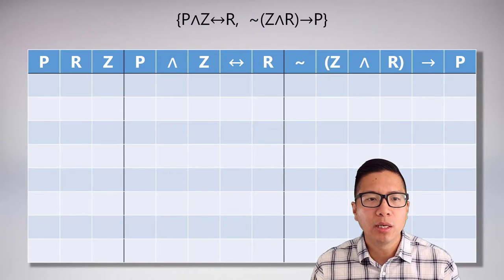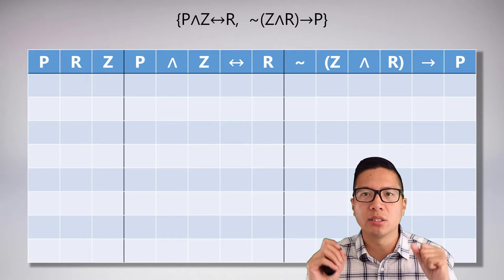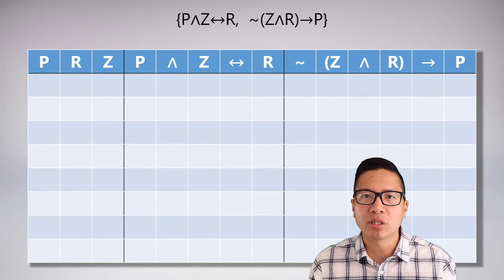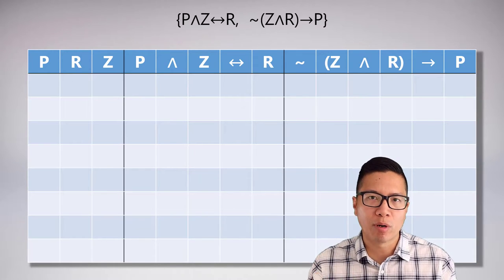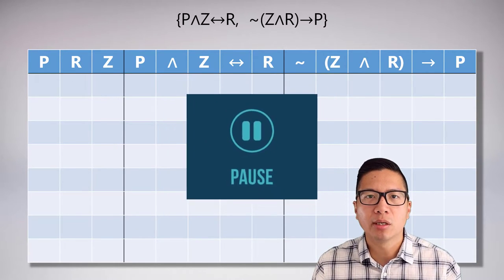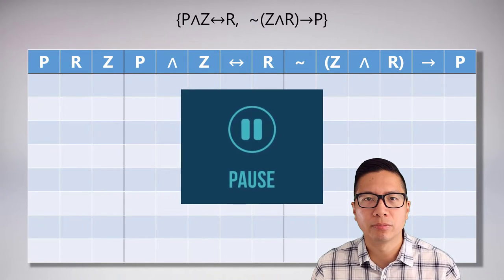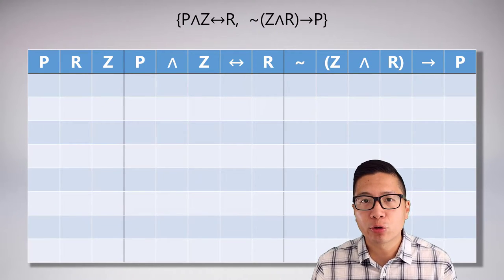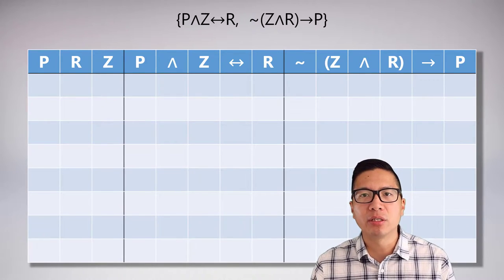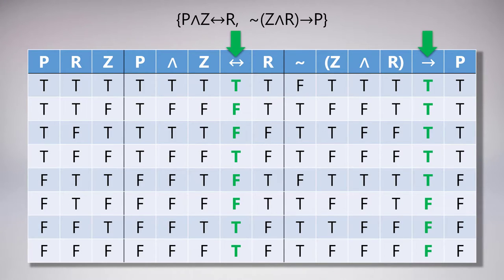Here's another example. So you can see that I have the set bracket and I have a comma that separates my two sentences in the set. So I have my truth table designed, P, R, and Z, and I have my eight rows which represent all the possible TVAs. So pause the video, take a moment, and evaluate this truth table. Remember that the trickiest and most important part of evaluating a truth table is knowing what the main connective is and then knowing where to look. So you should have gotten a truth table that looked like this.